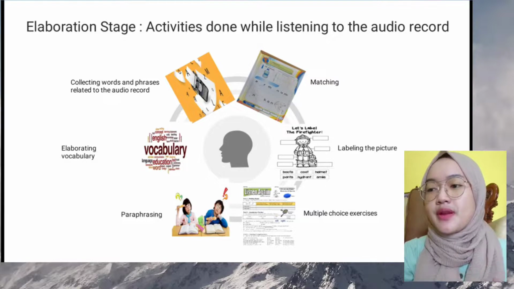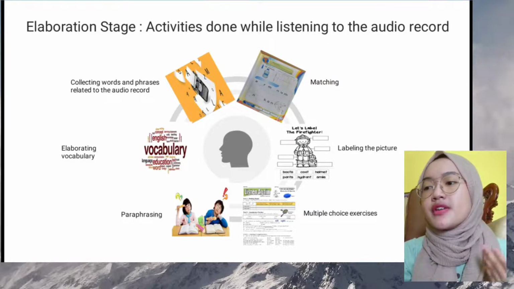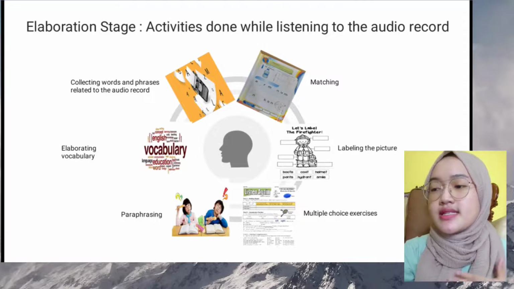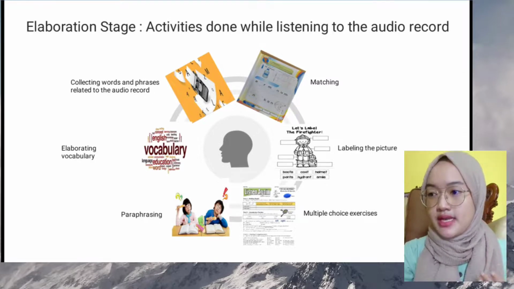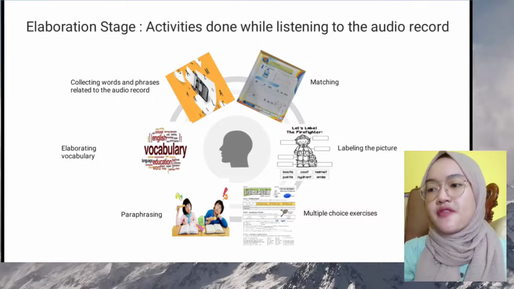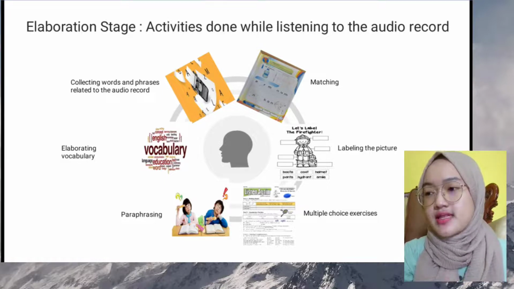The third is paraphrasing. The students can work in pairs or in group. They paraphrase the sentence or expression by the assistance of the teacher. This activity can improve the students' ability to use various types of sentences.